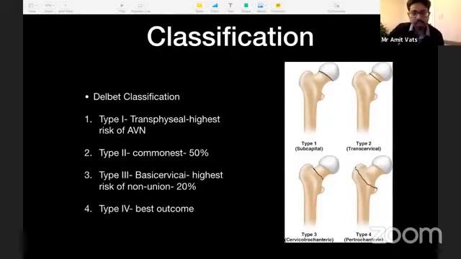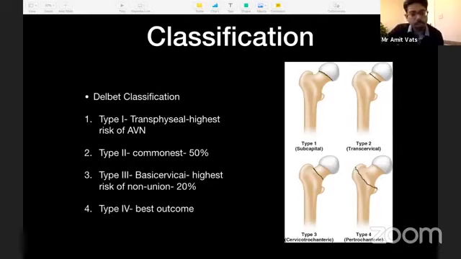Again, the classification for these fractures is the Delbet classification. Type 1 is transphysial, which happens across the growth plate, and understandably it has the highest risk of avascular necrosis.